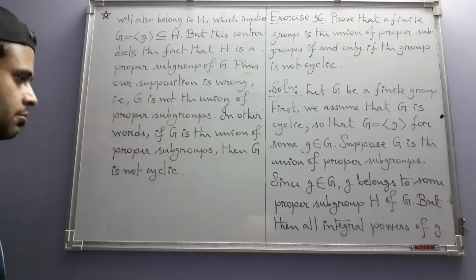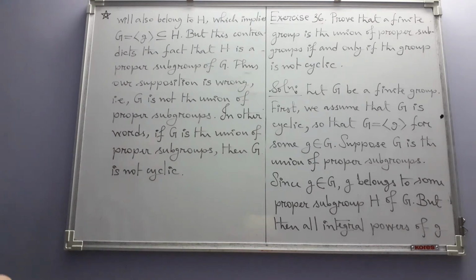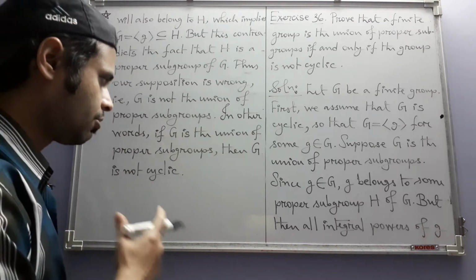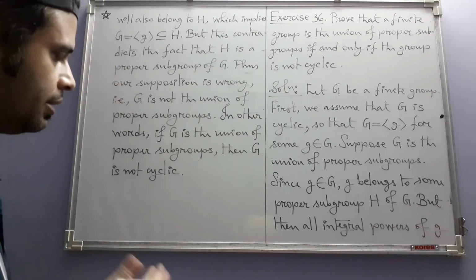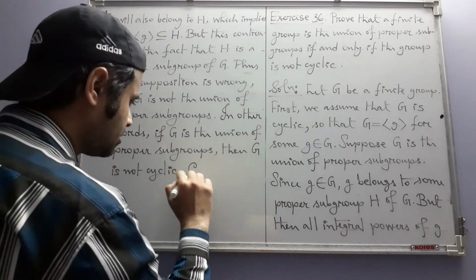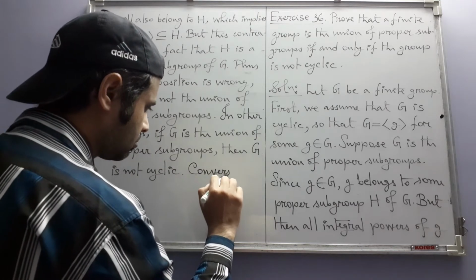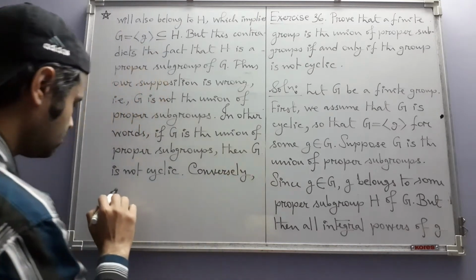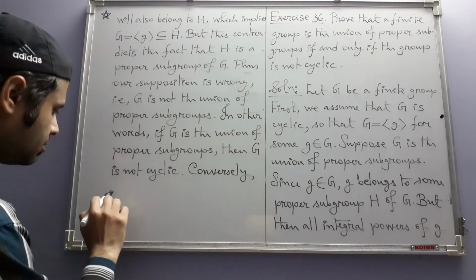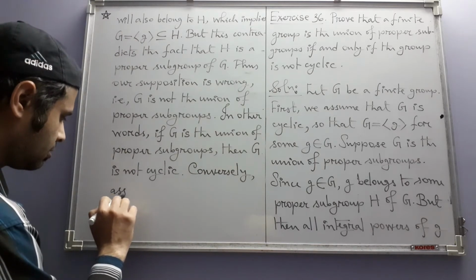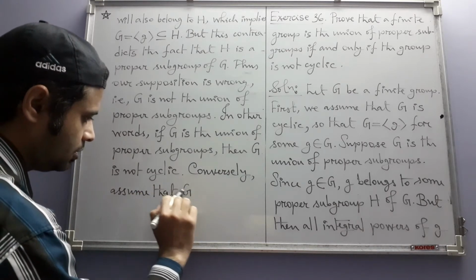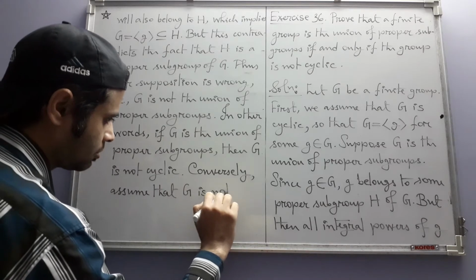Okay. Now we have to prove the converse, namely if G is not cyclic, then it can be written as a union of proper subgroups. So conversely, so that was our first assumption that G is cyclic. So conversely, assume that G is not cyclic.